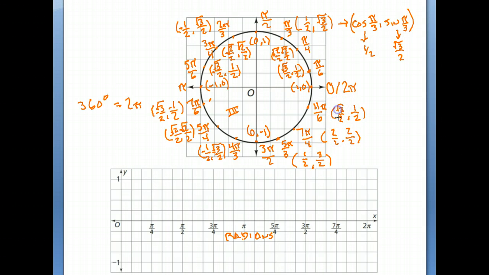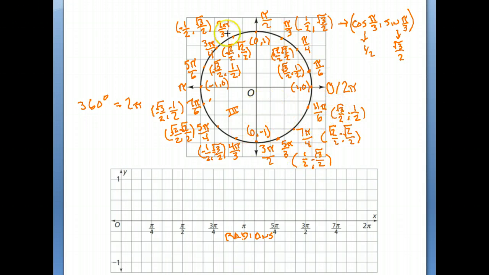Go ahead and put in your square roots. Square root of 3, square root of 2, square root of 2, and a square root of 3 there. And then now our y coordinate is negative, and our x coordinate is positive, because we are in quadrant 4.